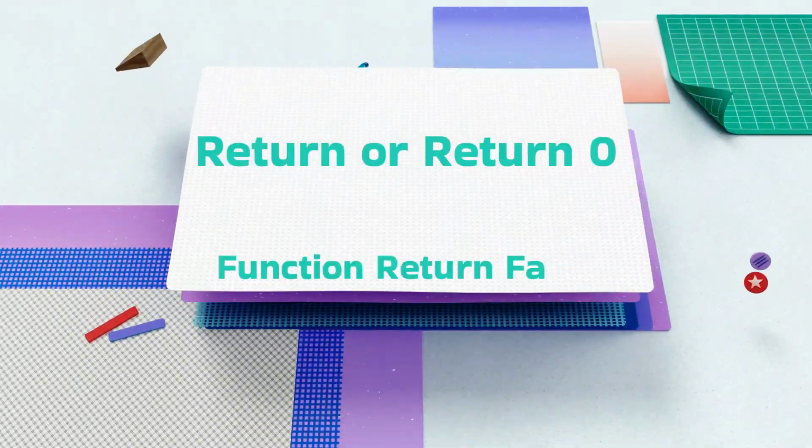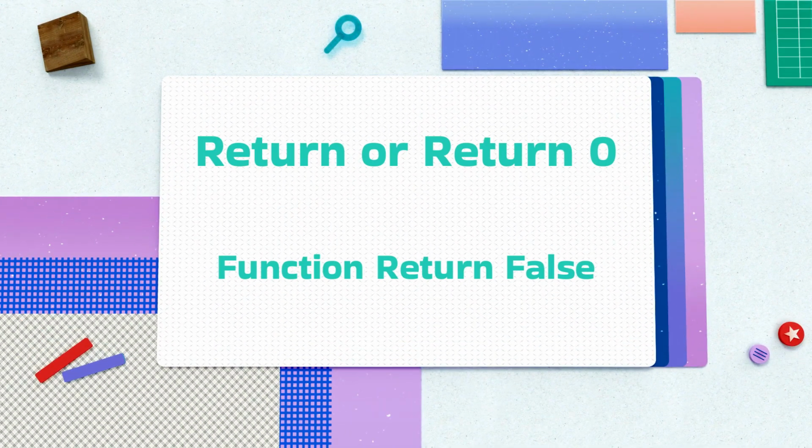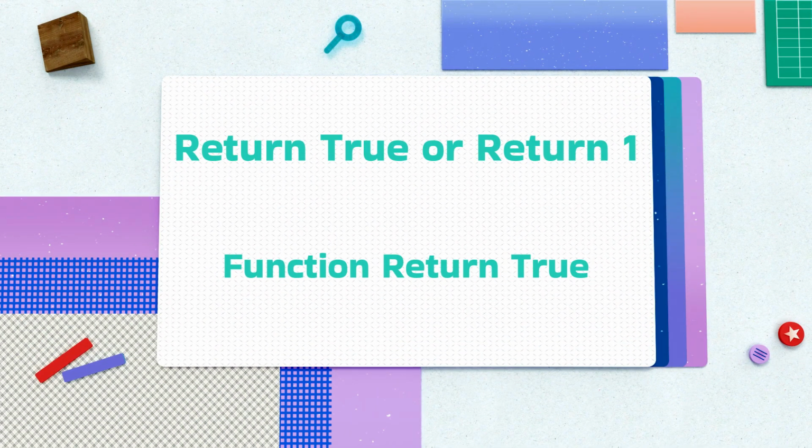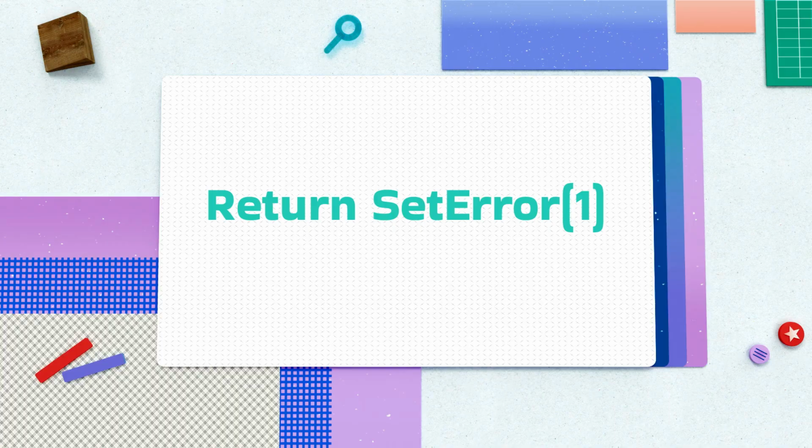End function or return will exit the function. User-defined functions return 0, meaning it's false, unless another return value is specified. In this, we can set error.